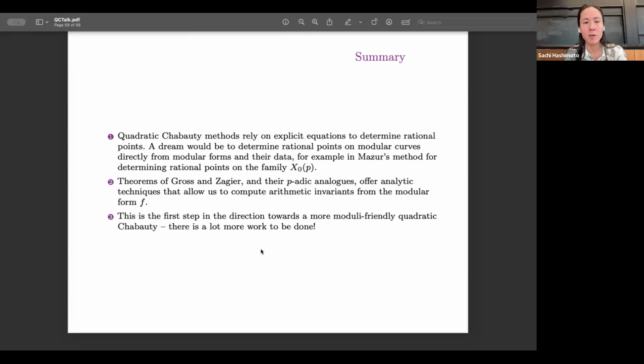One example of this is the theorems of Gross and Zagier and the p-adic analogs. And there's just so much more work to be done in this direction. I've seen many people working in this area, so I'm excited to see what else goes in this direction next. So thank you very much for your attention.